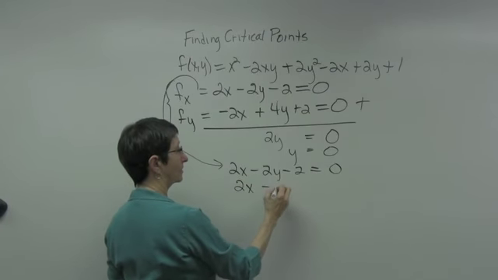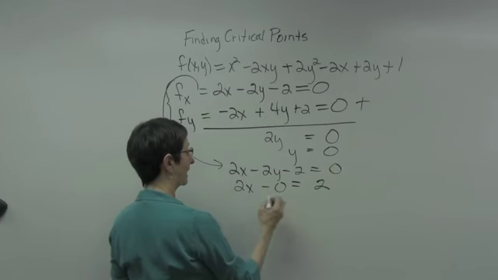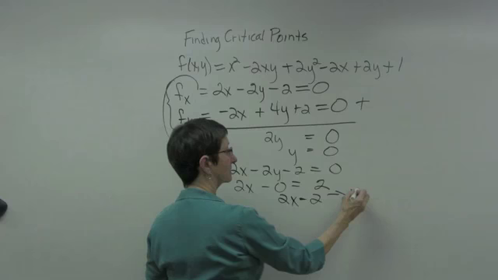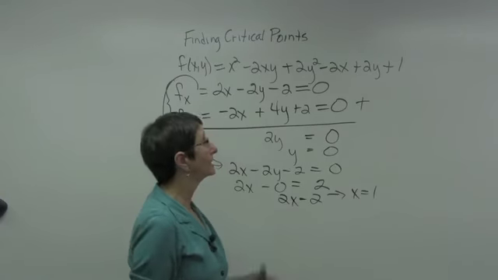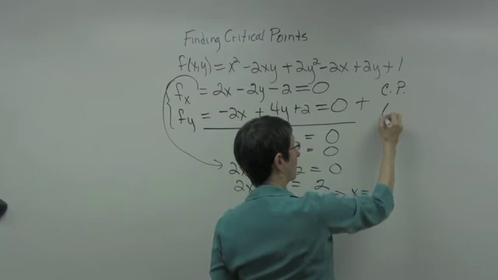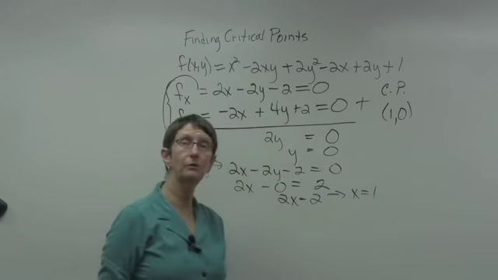Plug in y equal to 0. I think I'm going to go ahead and move the 2 over. I add it. I now have 2x equals 2. So that tells me that x is equal to 1. So my critical point for this problem, for this function, the only point I've got is x equal to 1 and y equal to 0.